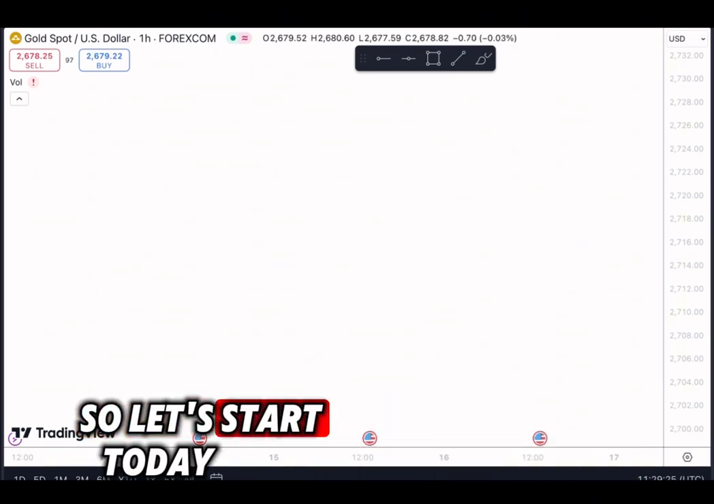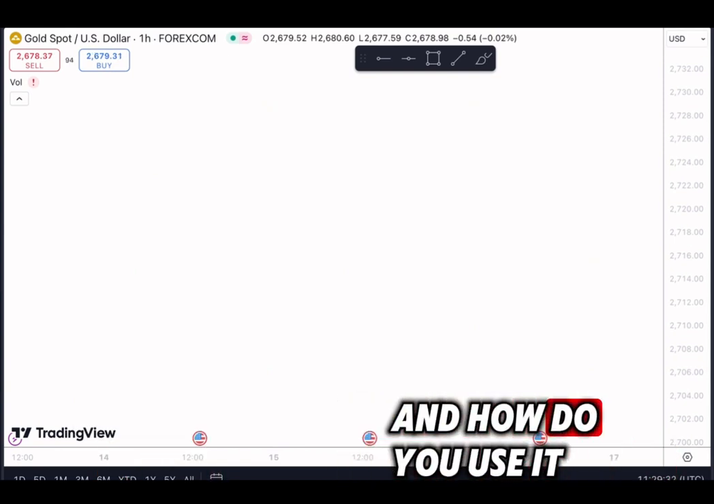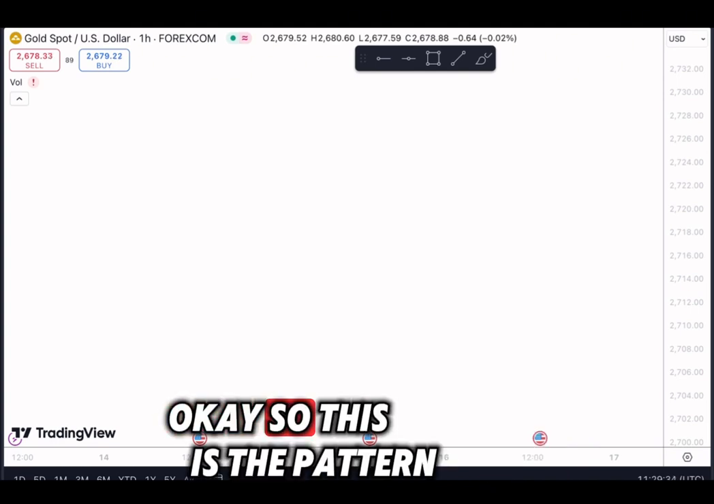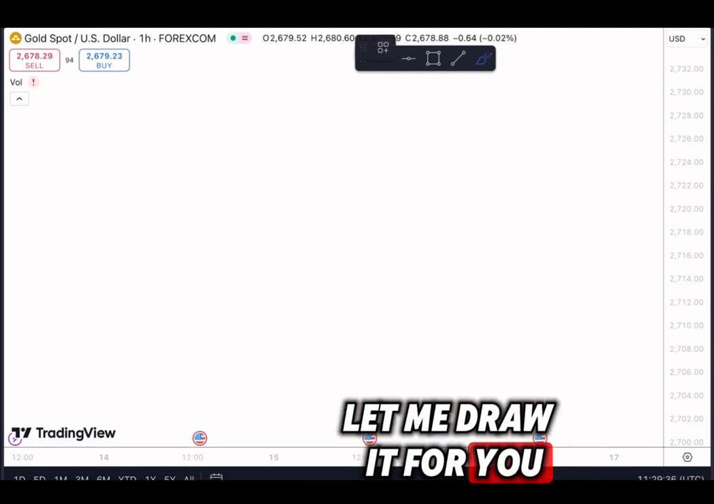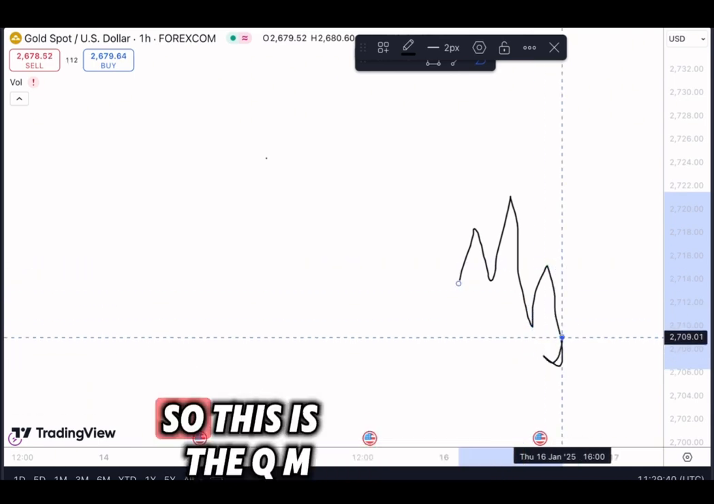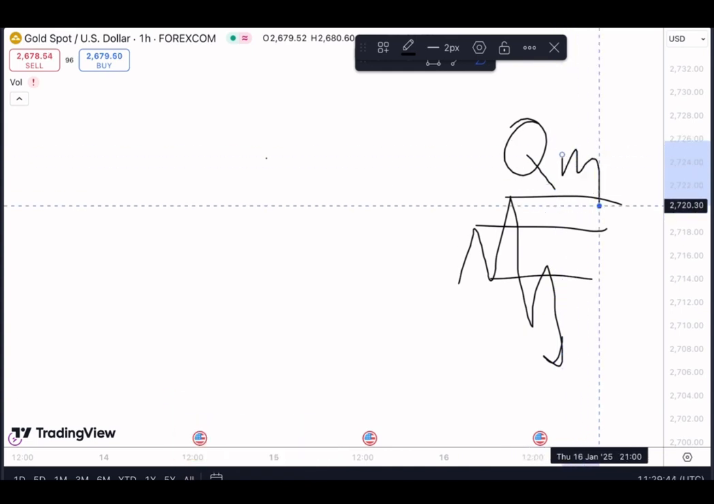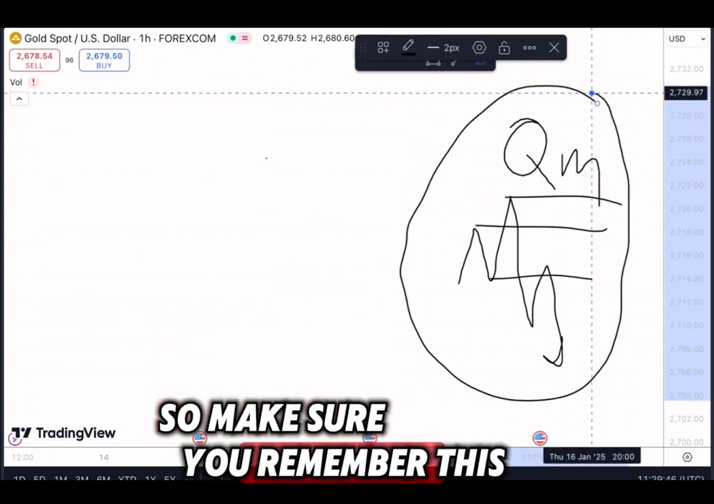So let's start. Today I want to talk about a type of SNR called the QM pattern. I'm going to teach you how it's formed and how you use it. Okay, so this is the pattern, guys. Let me draw it for you. Like this, simple, easy. Okay, so this is the QM pattern. Make sure you remember this, QM.